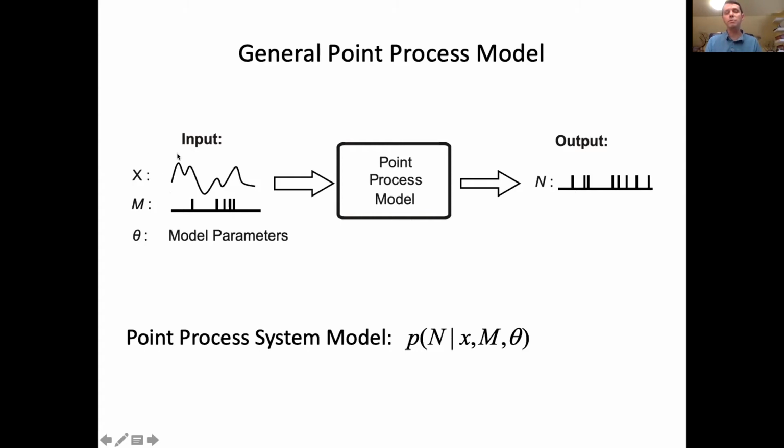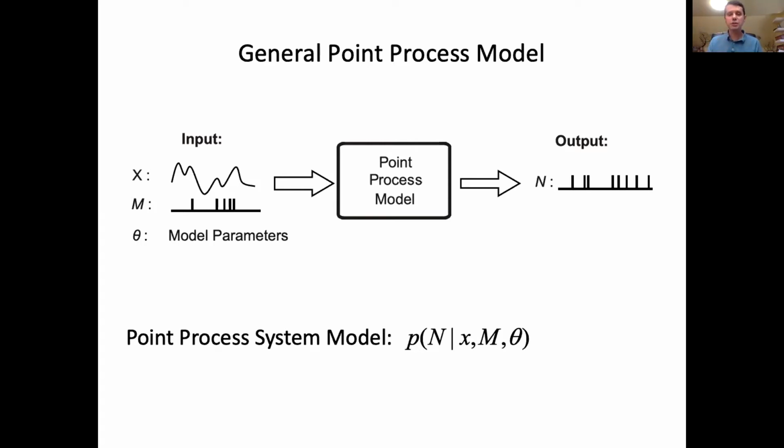And those inputs could be continuous valued signals. They could also be point processes from another system. You may have a network of point processes that are interacting. Or they may be some model parameters that are either fixed or changing in time that you may be interested in estimating.